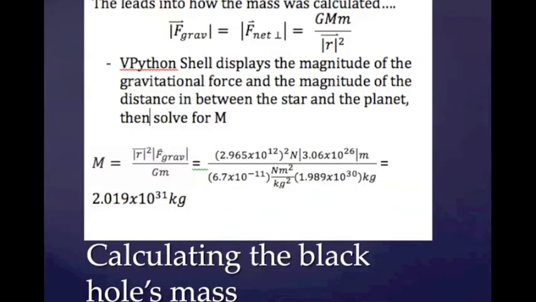We use this magnitude of the gravitational force, and we know that it's the same thing as the magnitude of the perpendicular component. VPython gives you the magnitude of the gravitational force and also the distance in between the star and the source of the force, and plugging in these numbers we're able to solve for m. And we get this number, 2.01 times 10 to the 31st kilograms, and this conceptually makes sense because a very large mass would be able to have such a strong influence on the star to affect its motion in that way.